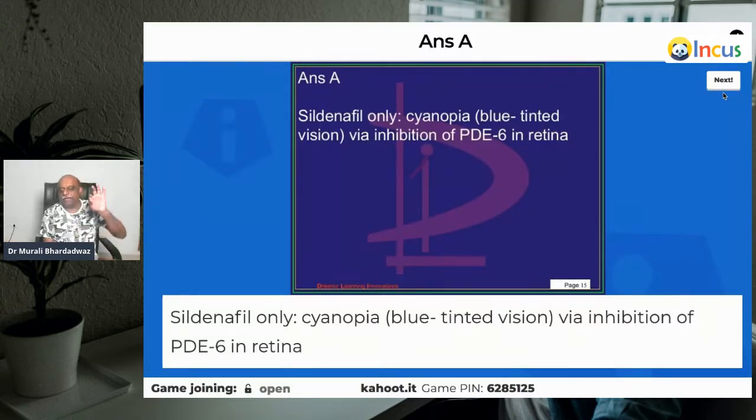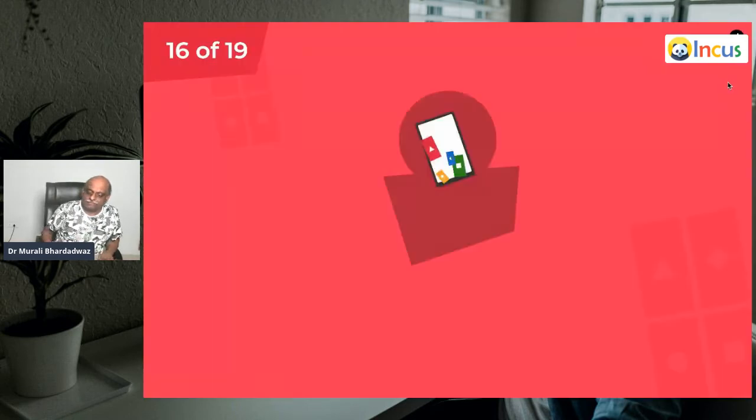Sildenafil only leads to cyanopia because it inhibits PDE6, phosphodiesterase 6 in the retina, is what you need to remember.